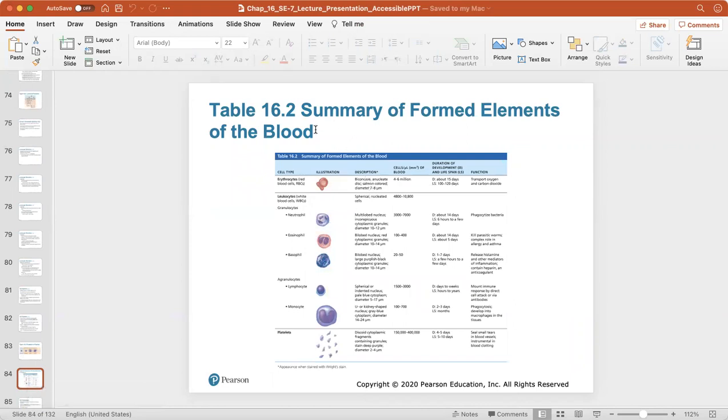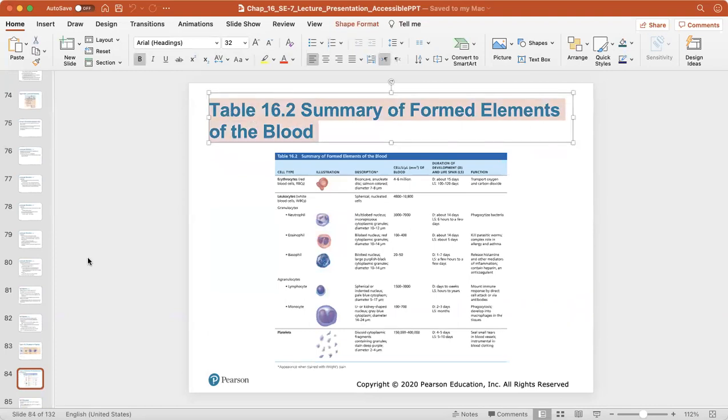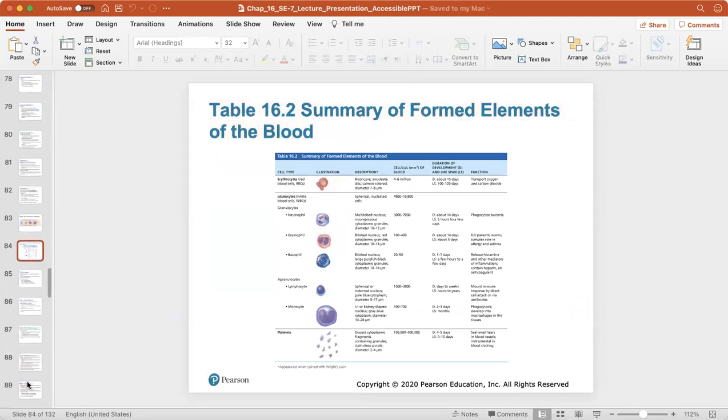This is a good summary of the formed elements in the blood. And again, knowing the information in these tables is really helpful for the questions that I might ask you on an exam.